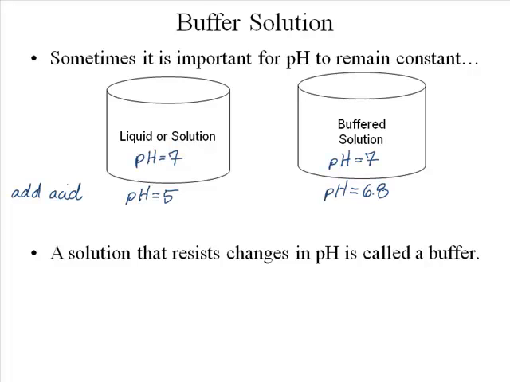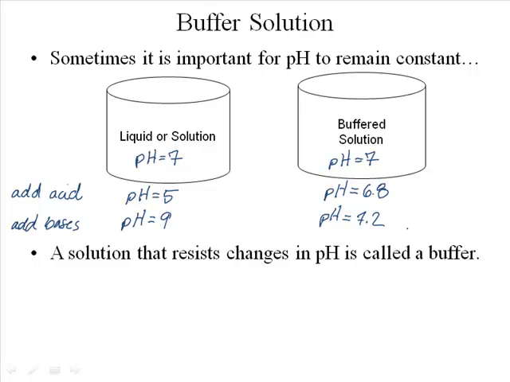We could do the same scenario if you add a base. If you added a base to that pH 7, again depending on exactly what it is and how much you add, maybe your pH goes up to 9. In the buffered solution, we'd expect a much smaller change in pH. And like I mentioned, there are solutions that naturally exist both in the human body as well as in the environment that are naturally buffered.